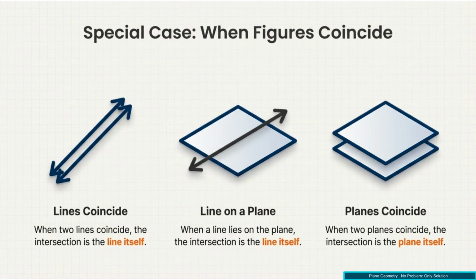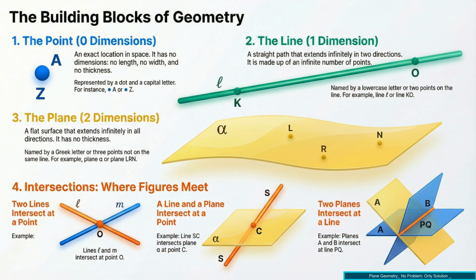Now let's go deeper with special cases where figures coincide. Please remember the following. A special case is when figures coincide. If 2 lines coincide, the intersection is the line itself. Similarly, if a line is on a plane, the intersection is the line itself. And if 2 planes coincide, the intersection is the plane itself. That's it. Don't forget these special cases. This is the slide summary of what we have explored in this video explainer. Have a pause and take a shot.